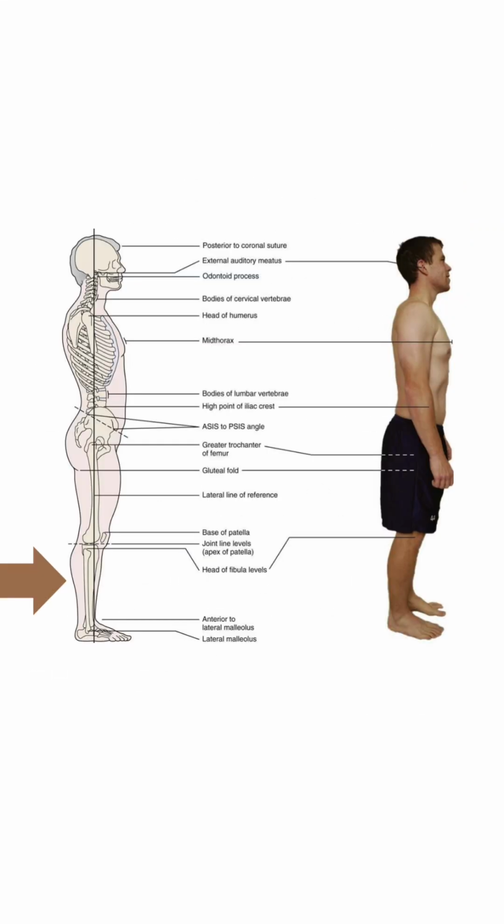Let's talk about balanced upright posture. So we are going to see how the gravity line passes through the human body and which are the things which are making our posture in a correct way.